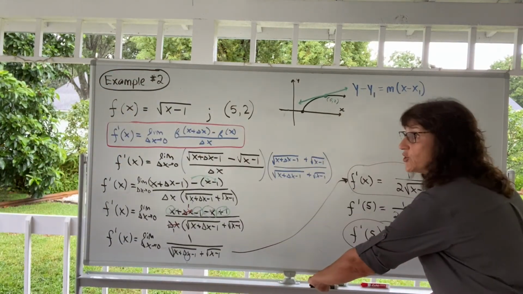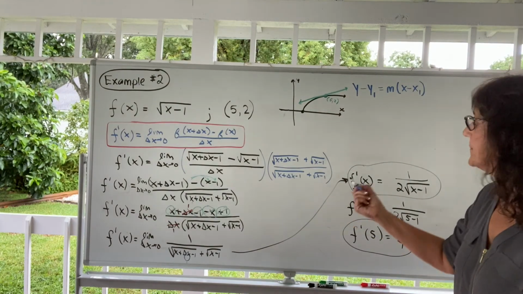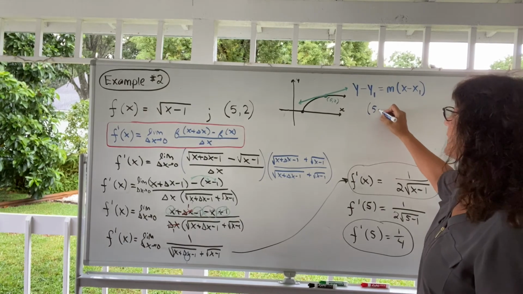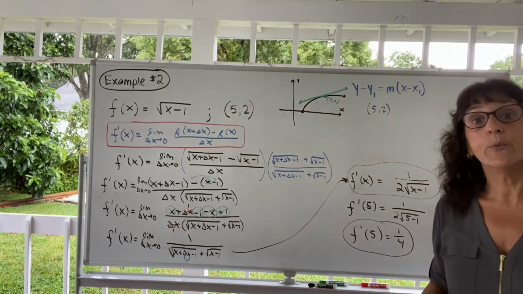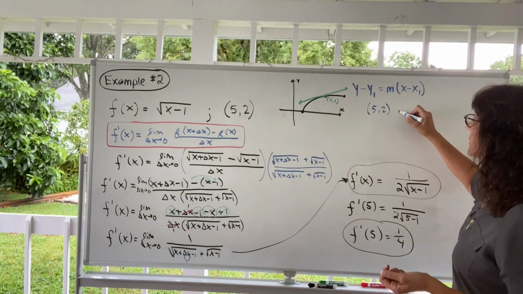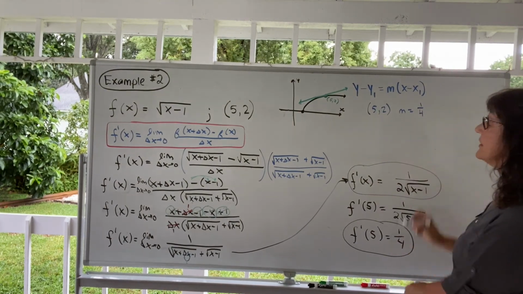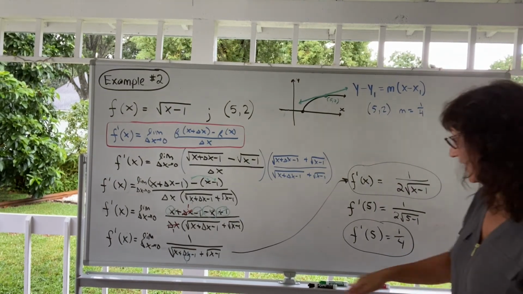Let's go ahead and write the equation of our tangent line. To write the equation of a tangent line, we need our point, which is at 5, 2. And we need our slope, which we computed to be 1/4. So what is the equation of this tangent line going to be?